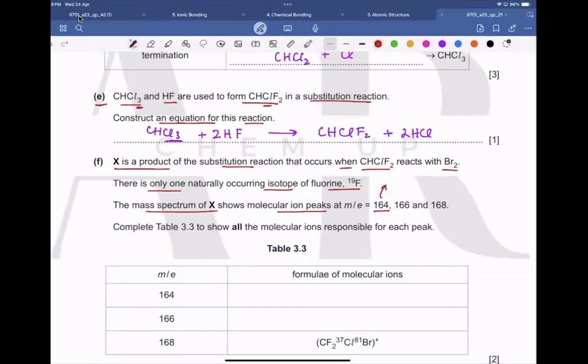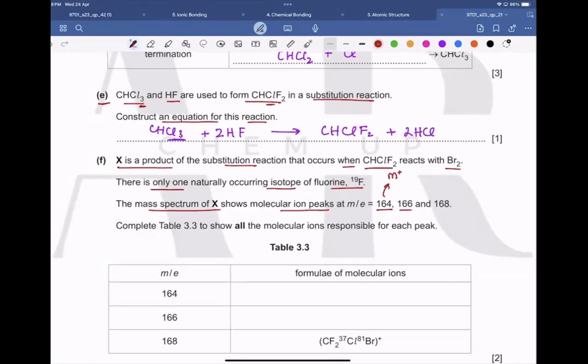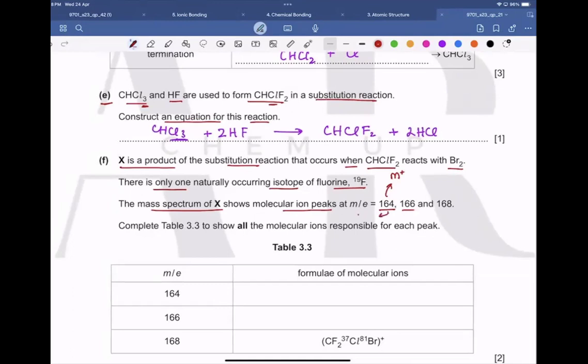At 166, it has a peak 2 units greater than 164. So further, as they have mentioned that it's a molecular ion peak, the Mr of the compound would be this. At 167, we get the M plus 2 peak, and at 168, we are getting the M plus 4 peak. Table 3.3 shows all the molecular ions responsible for each peak. Now, we have to complete this table.